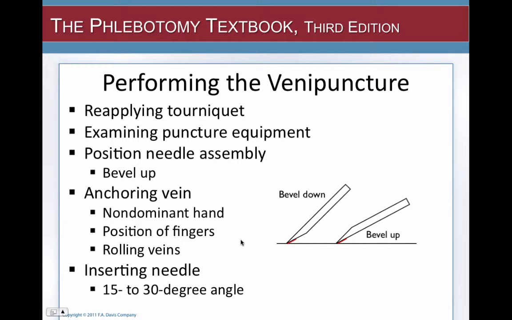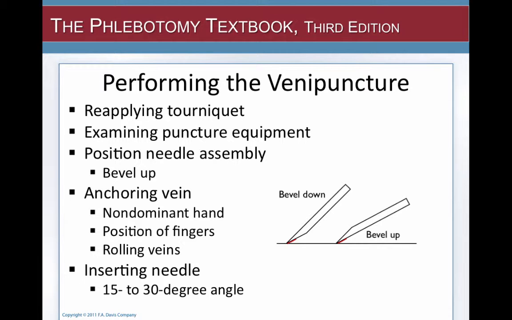You want to anchor the vein with your non-dominant hand. And what that means is that if you are right-handed, you're using your right hand to actually stick the needle into the patient's vein. You're going to use your left hand then to anchor the vein. You're going to take your left thumb and place it below the vein that you're going to stick and pull the skin taut. And that helps keep from patients' veins rolling. And we'll talk more about rolling veins when we actually do venipunctures.